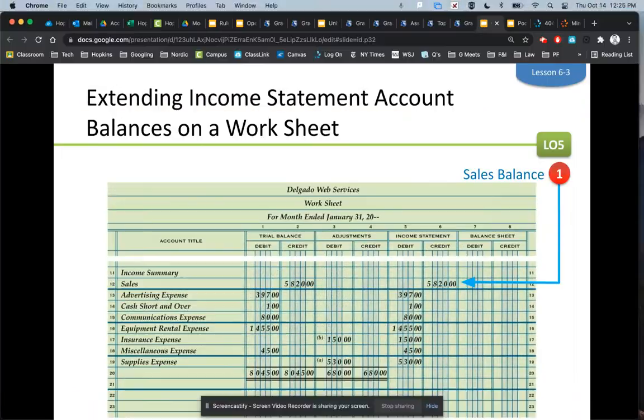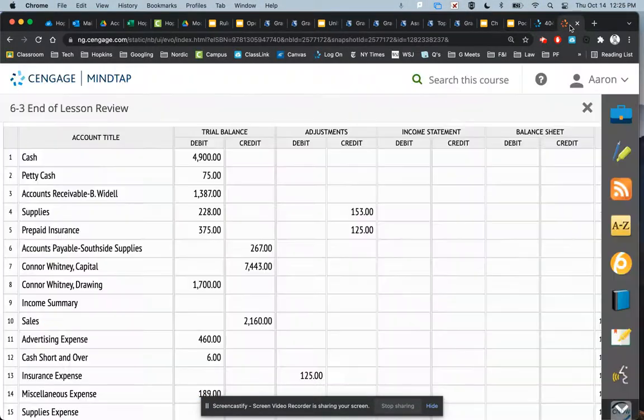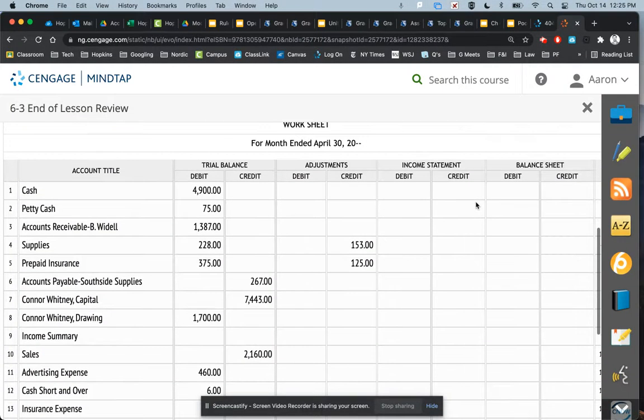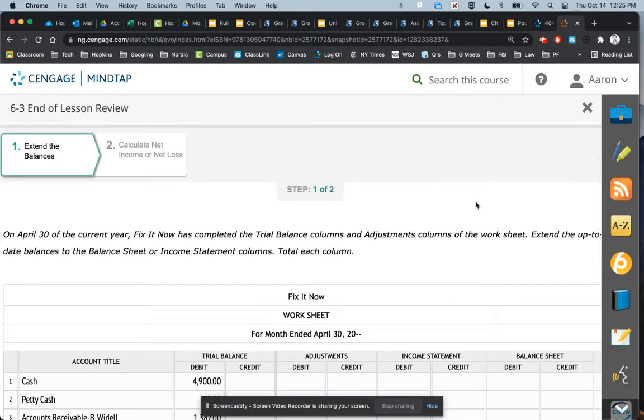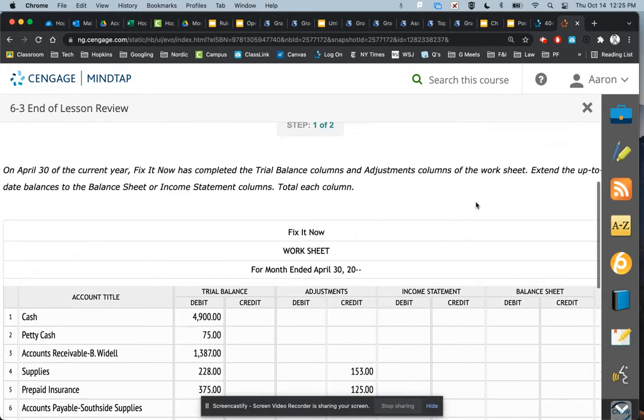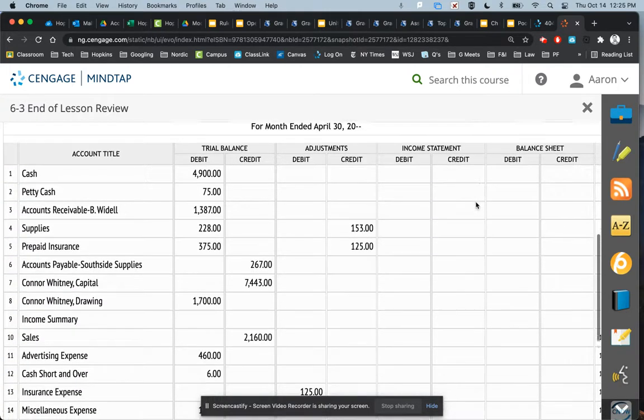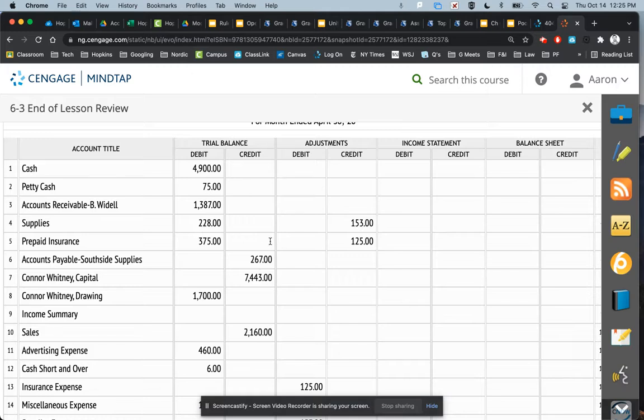So at this point, let's just work through this example on Cengage. We're going to do two things. The first one is extend the balances. The second thing is calculate net income or net loss. So we'll break it into two things. Here we have the previous work that we did on our trial balance and adjustments. So now we're going to be working with these four columns: income statement and balance sheet.